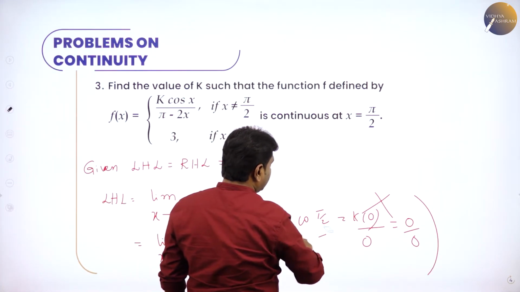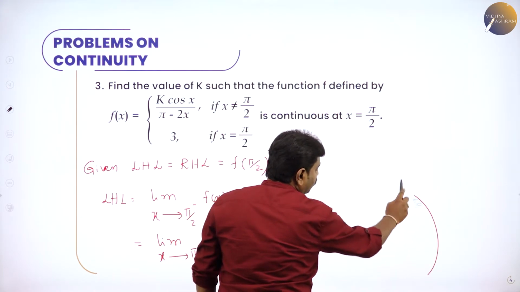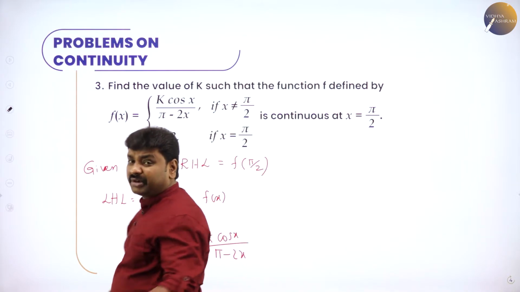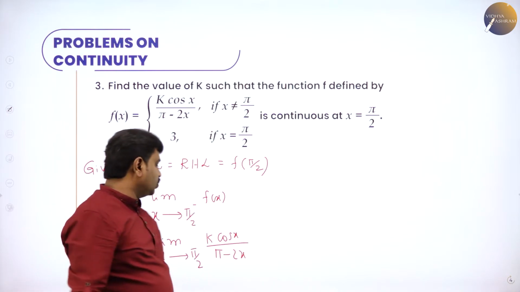So we cannot apply like this. That's why I'm erasing it. So I just want to show you why we have to simplify, because if you don't simplify and apply the limit, it will give you indeterminate. So always limit cannot be indeterminate. So what I should do, I should simplify.